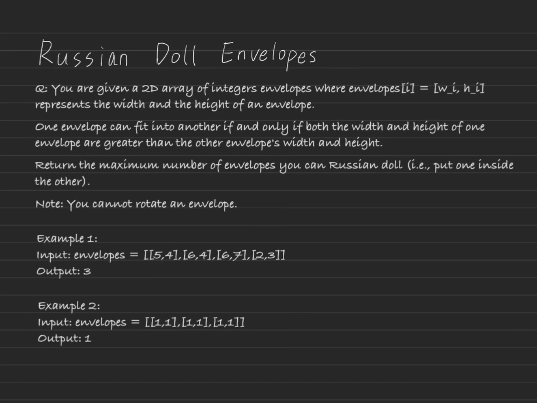You're given a 2D array of integers envelopes, where envelopes[i] represents the width and the height of an envelope. One envelope can fit into another if and only if both the width and height of one envelope are greater than the other envelope's width and height. Return the maximum number of envelopes you can Russian doll, in other words, put one inside the other. And note that you cannot rotate an envelope.